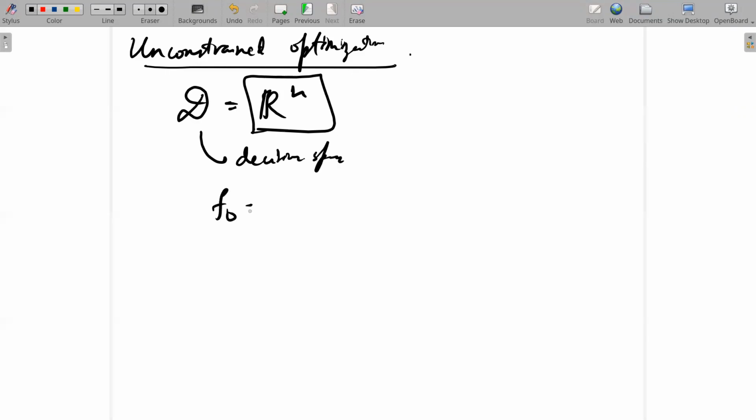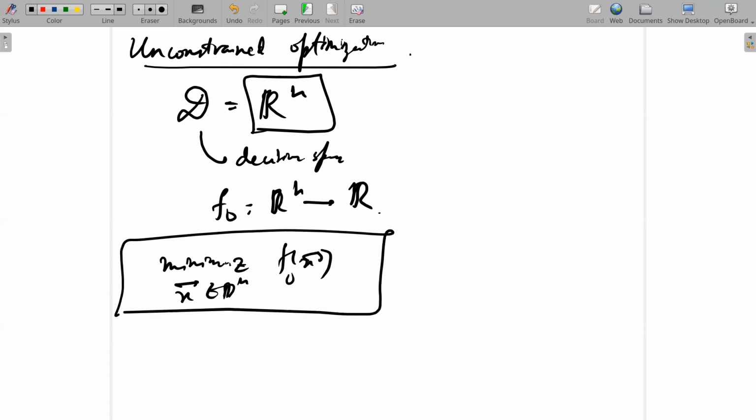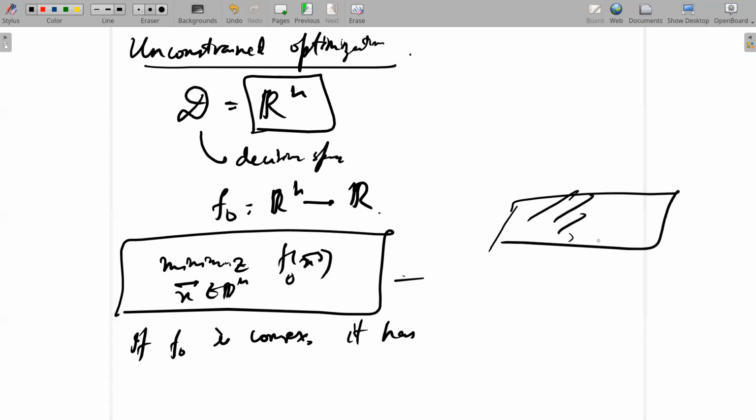And then you have this objective function from Rn to R, and the question is to minimize this function. So this is unconstrained optimization. Now, if f naught is convex, if the objective function is convex, then it has a unique minimum value. It may not have a unique minimal solution. For example, if it is flat, parallel to the Rn here, a constant function in fact, in that case, there are many minimal solutions, but the minimal value is the same.